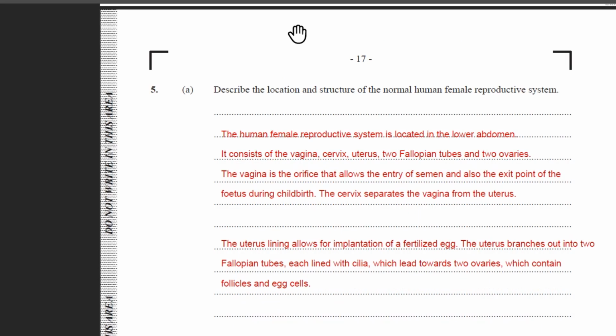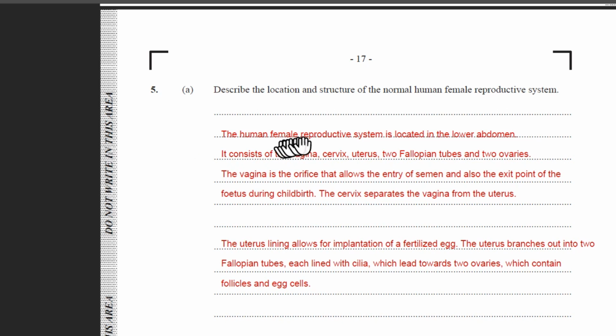Let's look at these menstruation questions. Now, menstruation, the human female reproductive system, birth control, and STIs. So question 5A, this paper is June 2019. Describe the location and structure of the normal human female reproductive system.